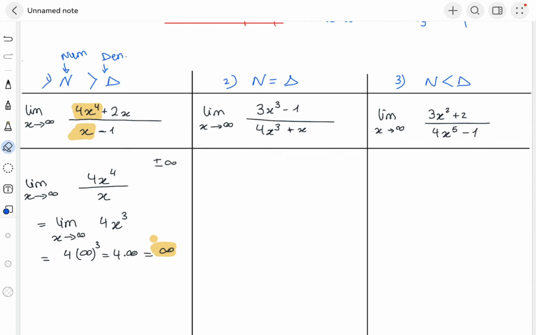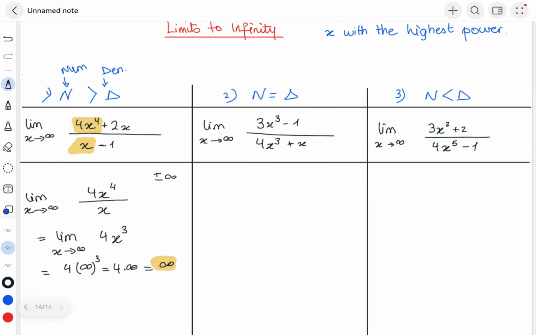That's the first part. Now, what if the highest power of the numerator was equal to the highest power of the denominator, like the second case? In that case, we'll first check what is the highest power in the numerator. The highest power is x cubed, or 3x to the power of 3. And the highest power in the denominator is also x cubed. So we'll take x cubed with its coefficient: 3x cubed over 4x to the power of 3.